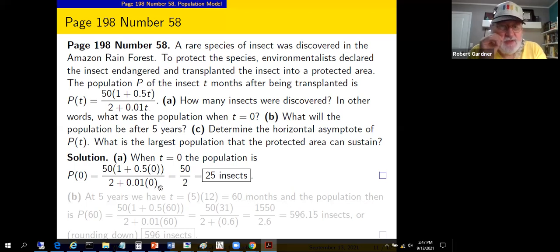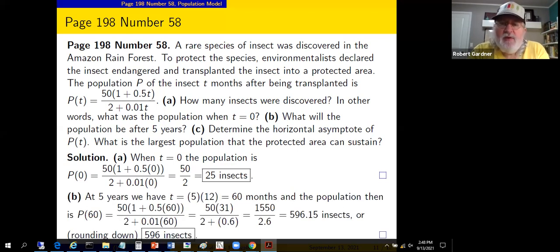Use the parentheses as always. That gives us 50 divided by 2, so 25. The units are insects, so it was a population size, so 25 insects initially. Part B, what will the population be after 5 years, according to this model?